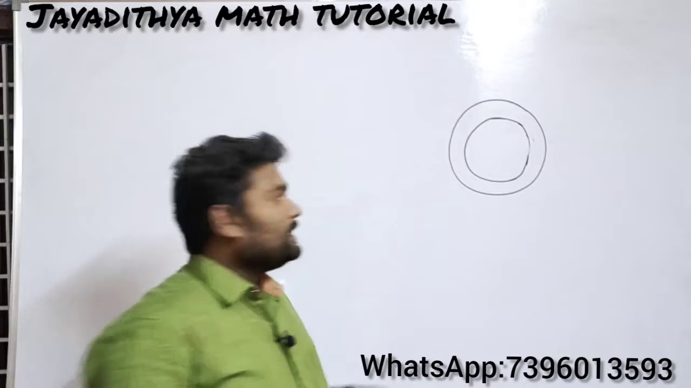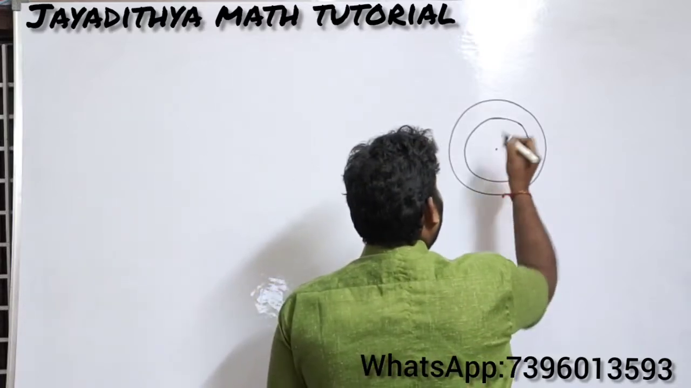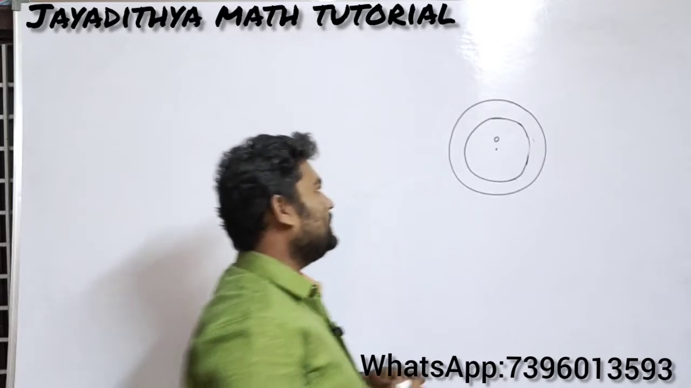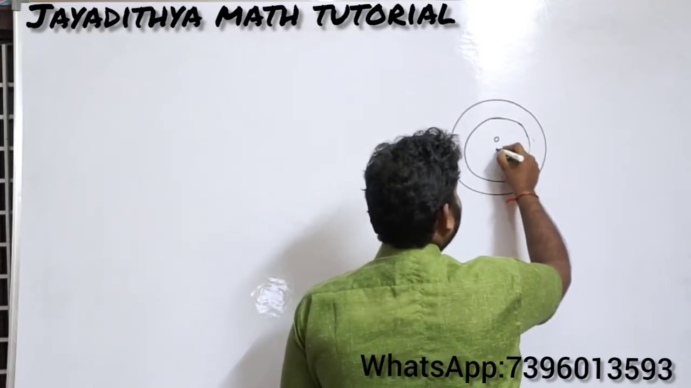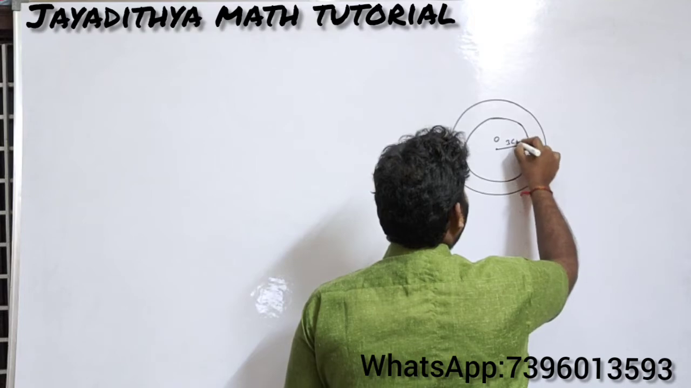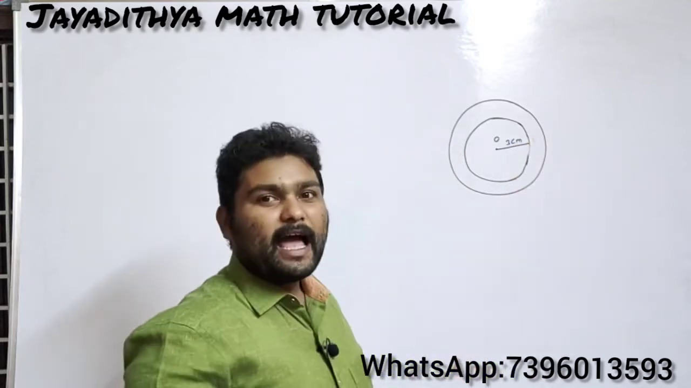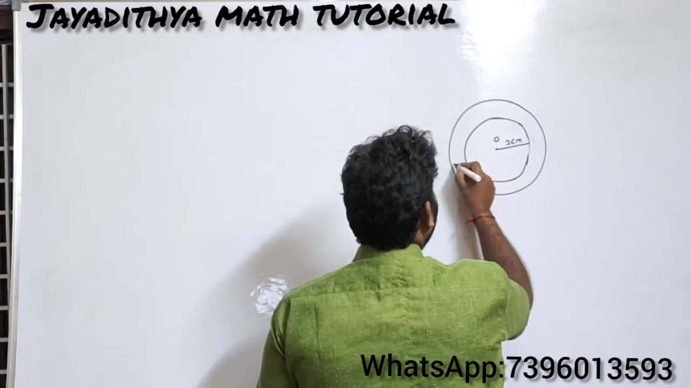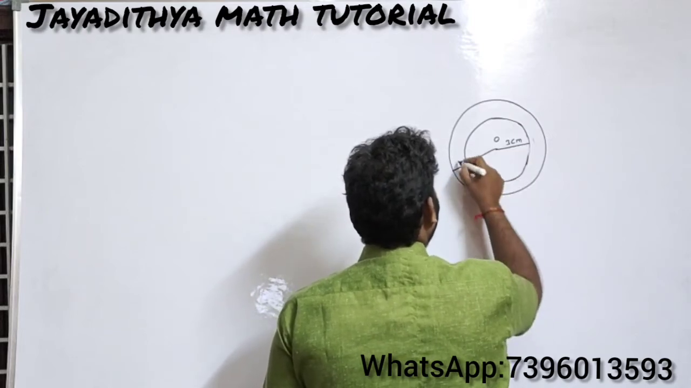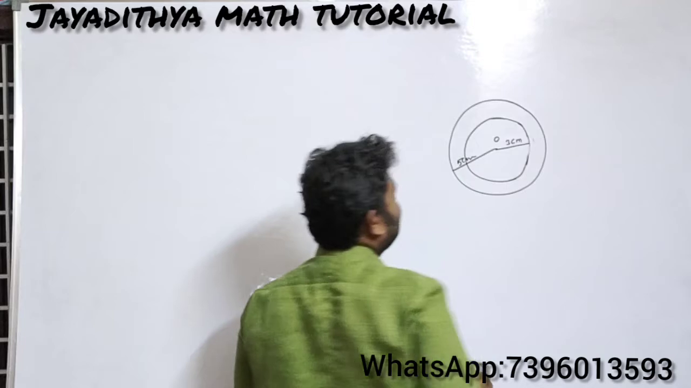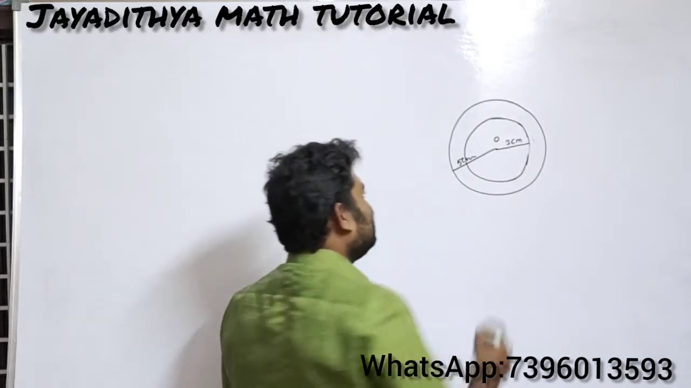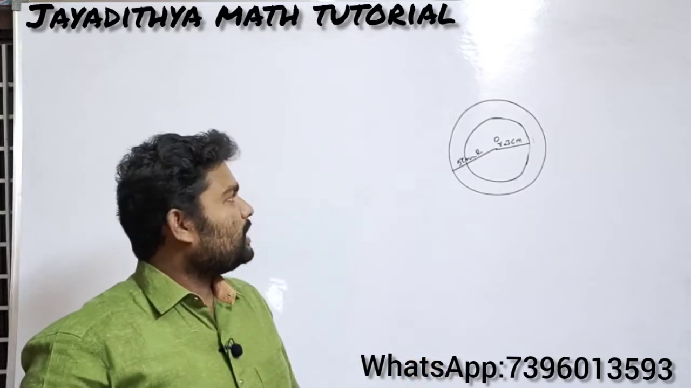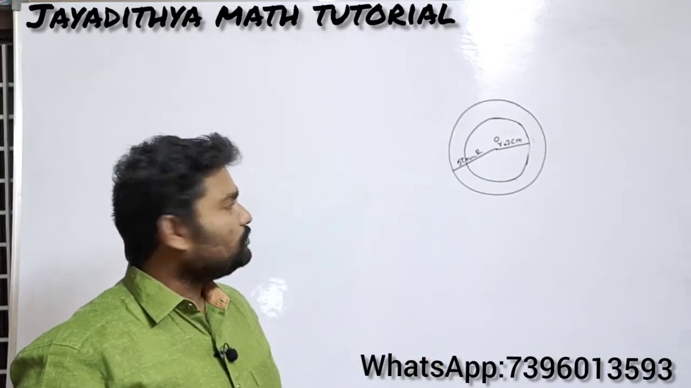So these are the concentric circles with center O, let us think, and he has given the radius of one circle as 3 centimeters. So let us take the radius of one circle as 3 centimeters and the radius of the other circle as 5 centimeters. So let us draw like this. This is 5 centimeters. If you want, you can take these as small r and capital R also. Small r is equal to 3 centimeters and capital R is equal to 5 centimeters.